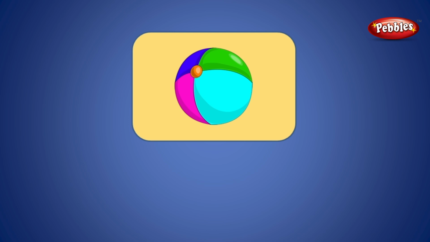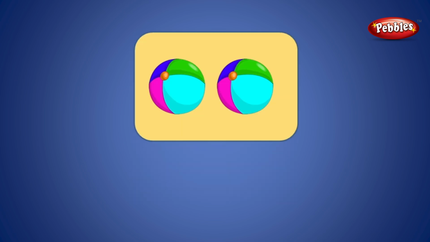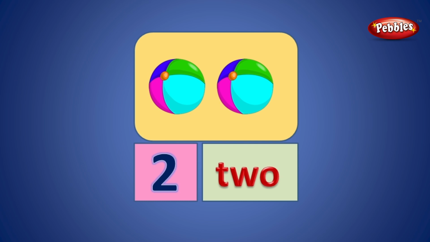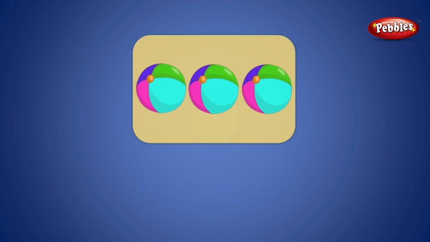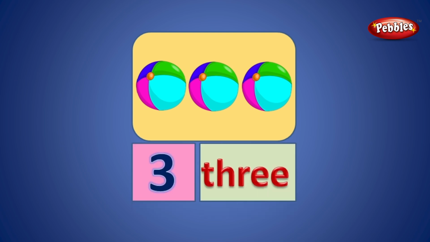Let's start. Now you can see the picture. How many balls are there? 1. O-N-E 1. Listen carefully. How many balls are there? 2 balls. T-W-O 2. Yes, you are right. 3 balls. T-H-R-E-E 3.